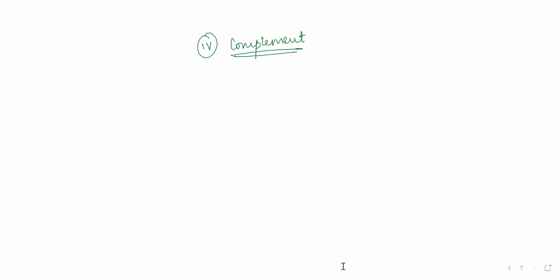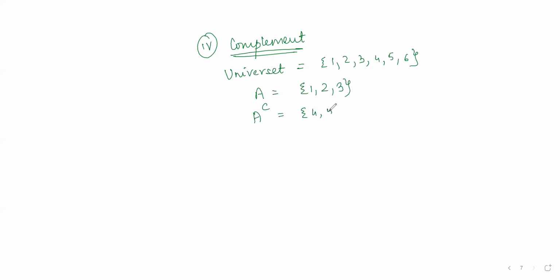Right. So if I consider the universal set as 1, 2, 3, 4, 5, 6, and I consider a set A that is 1, 2, 3. A complement will be basically 4, 5, 6. Those elements that are not in A but in the universal set. Universal set, I have written it in shorthand, but okay.